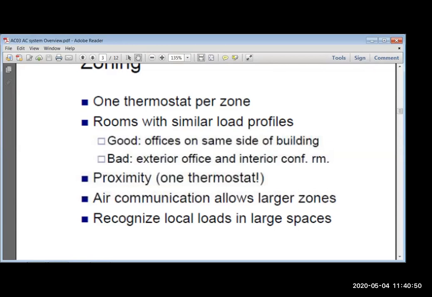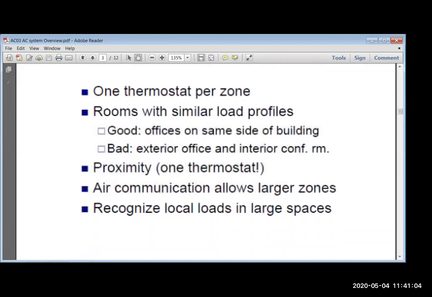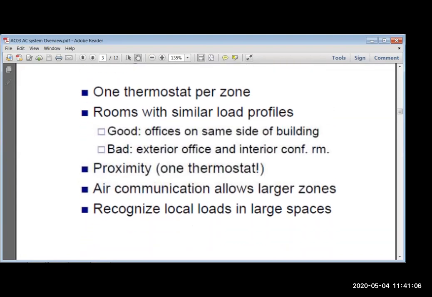Now, a bad example is exterior opposite interior. Exterior and interior should not be made in one zone, because the exterior rooms, the perimeter rooms, have a different load configuration. They change differently, and interior or core offices change differently.